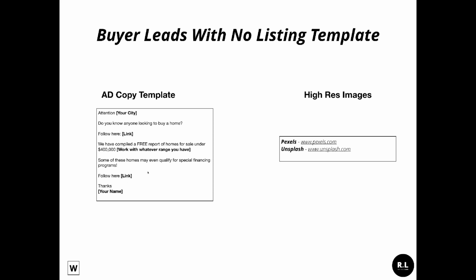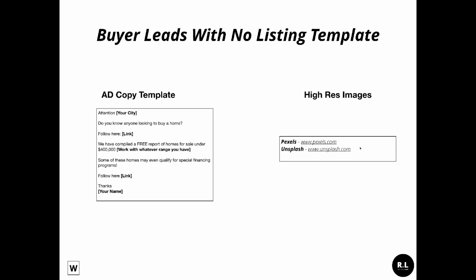Then we just want to add in another link, and again, this link will be the same link that's going to refer them to the landing page. Then we just say thanks, and you enter in your name. So that's the ad copy template. You just want to ensure that you copy and paste where necessary: your city, the link, and the range.